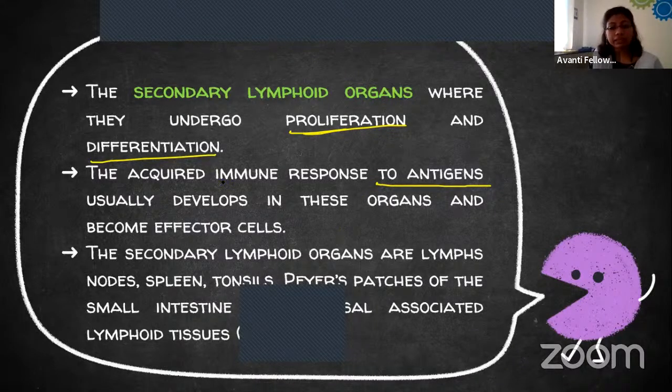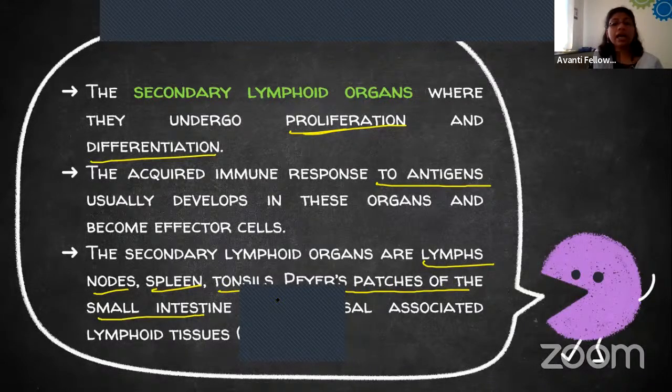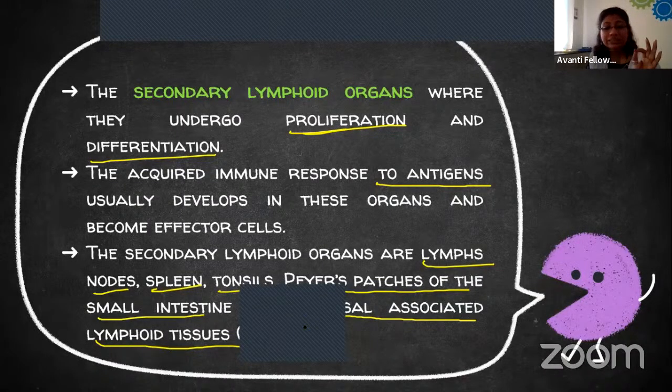lymphocytes. Now these secondary lymphoid organs contain lymph nodes, spleen, tonsils, Peyer's patches of the small intestine, and mucosal associated lymphoid tissue. As the name says, mucosal associated lymphoid tissue, that is MALT. These tissues are found in those areas where mucus is produced. So where is mucus produced? In the respiratory sites, in genital sites. These are the regions where these mucosal associated lymphoid tissues are found. Is it clear to everyone?